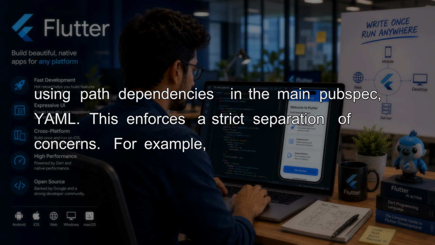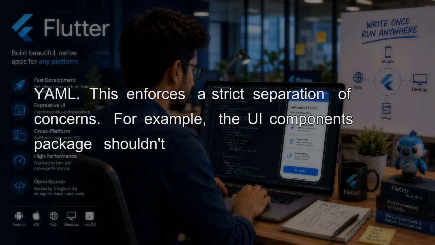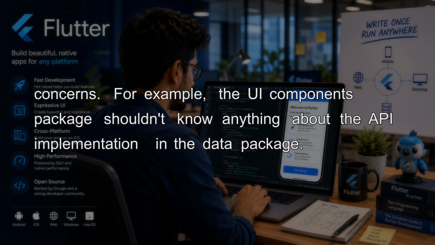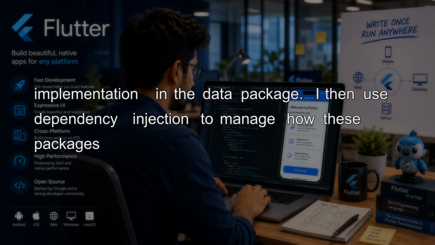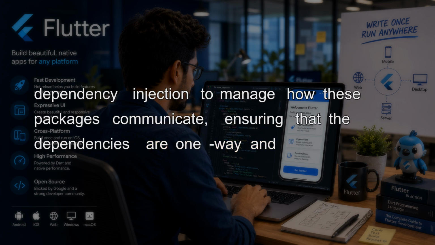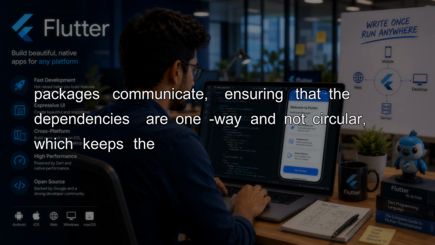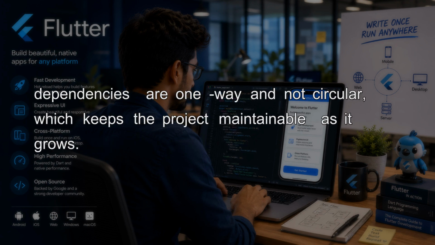For example, the UI components package shouldn't know anything about the API implementation in the data package. I then use dependency injection to manage how these packages communicate, ensuring that the dependencies are one-way and not circular, which keeps the project maintainable as it grows.